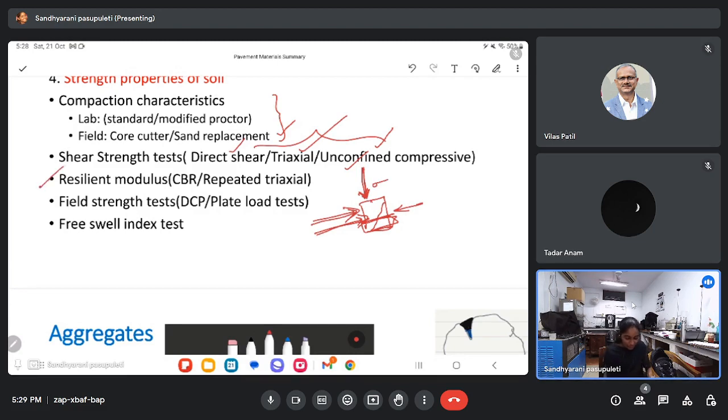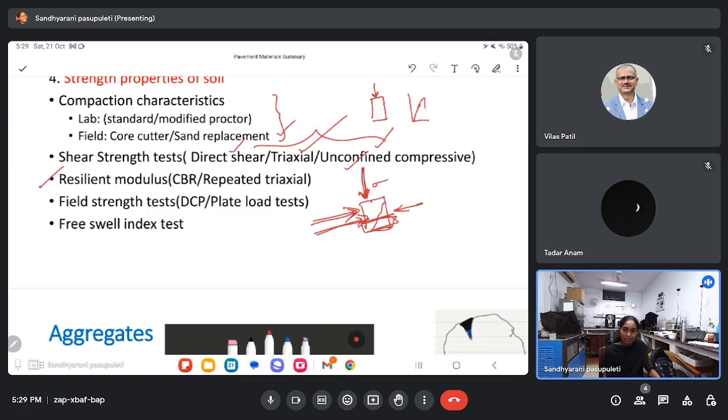In addition to the strength of the soils, in order to understand the stiffness of the material, that is nothing but the modulus of the material, we also performed the resilient modulus test. This resilient modulus test can be performed on soils and especially on granular materials. So what is this resilient modulus test? We know that whenever we apply a load on any specimen, it will undergo some deformation. That means strain will keep on increasing. So after some time, what happens?